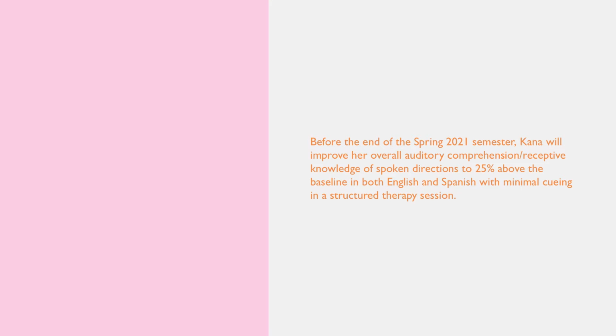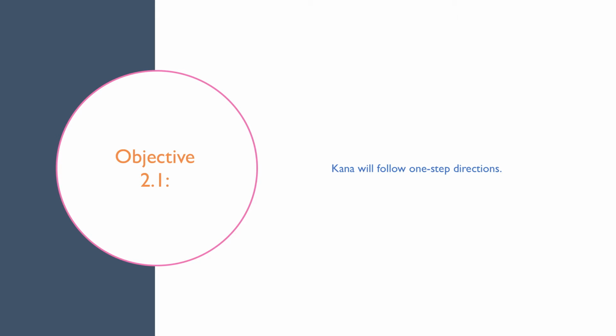Goal 2. Before the end of the spring 2021 semester, Kana will improve her overall auditory comprehension, or receptive knowledge of spoken direction, to 25% above the baseline in both English and Spanish with minimal cueing in a structured therapy session. Objective 2.1. Kana will follow one-step directions.